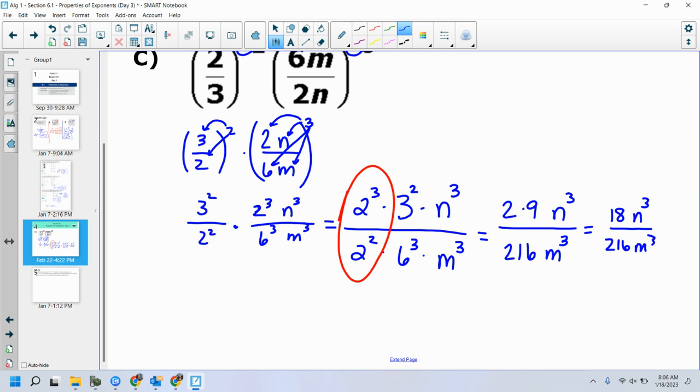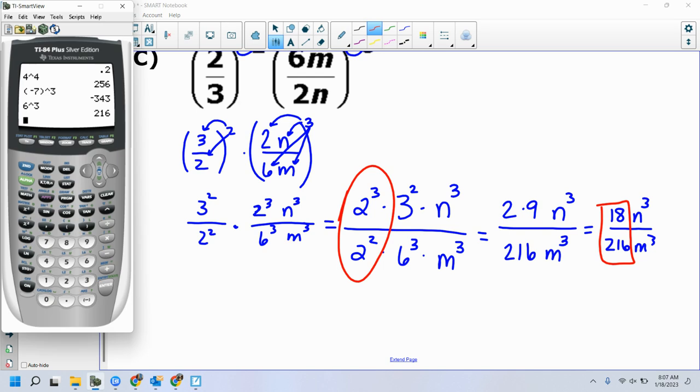Well, I guess that reduced it down a little bit. We still have to reduce this fraction. I have to reduce this fraction 18 over 216. Everybody see that fraction that we have to reduce? If you have a constant sitting out front in both numerator and denominator, you've got to reduce it down. Okay, so let's find numbers that divide 18 and 216 evenly.